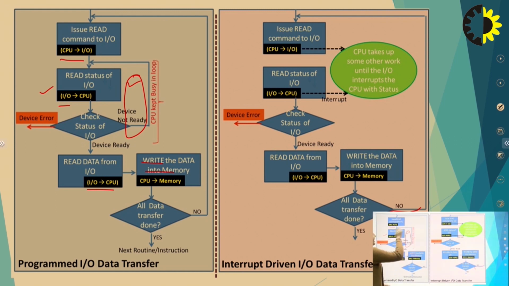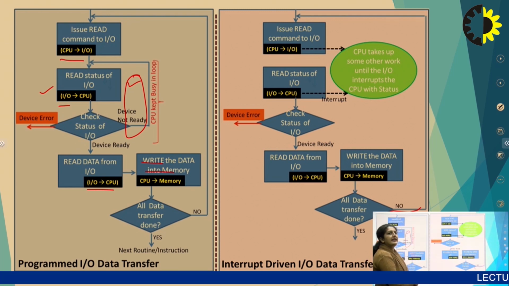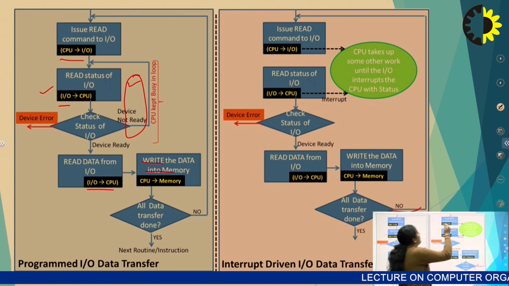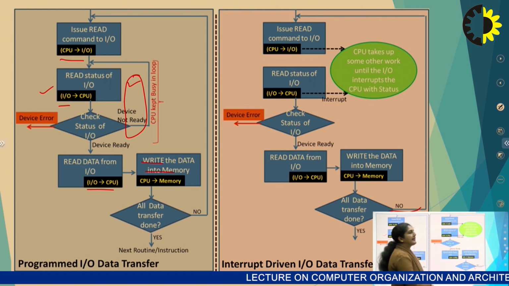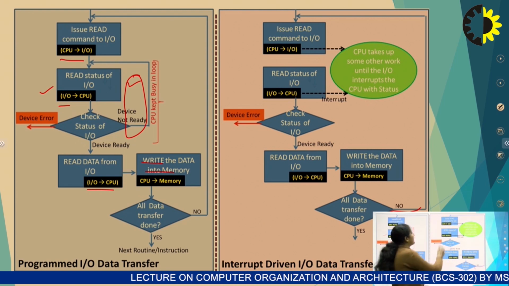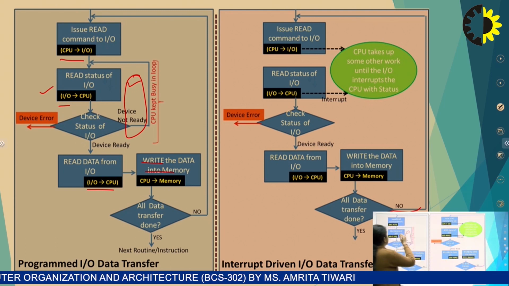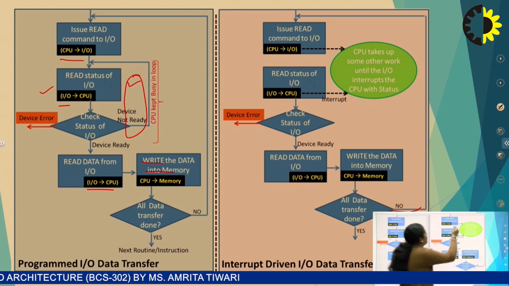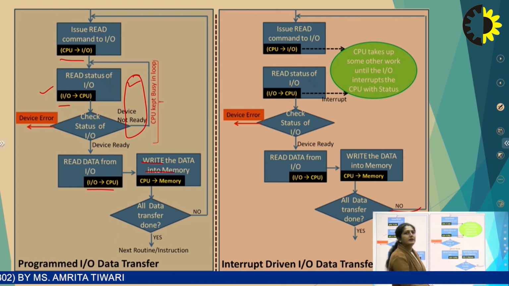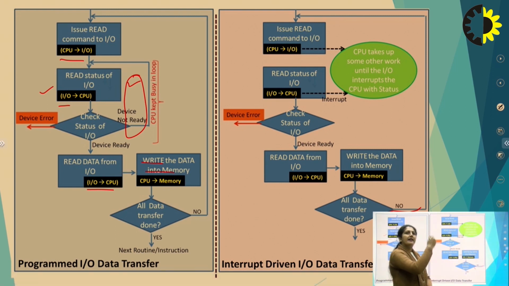The disadvantage here is the CPU is kept in a loop. This disadvantage is overcome by interrupt driven. So in interrupt driven, once the read issue command is given to input output by the CPU, it will not wait. Here it is kept waiting. Here it will not wait. What will CPU do? CPU takes up some other work, and input output interrupts the CPU with the status.